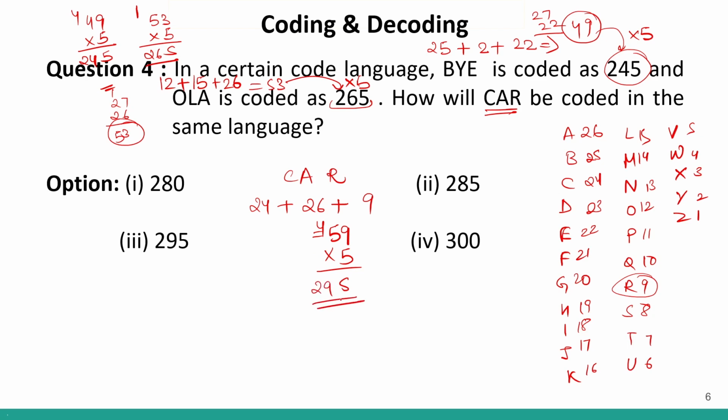So this will be 295, which is given in option number 3. So option number 3 will be the correct answer to this question. Clear?